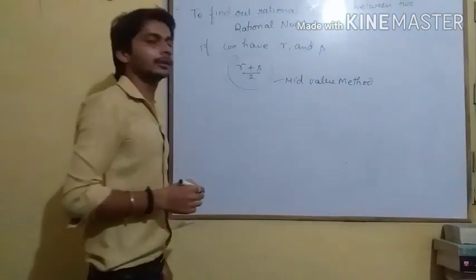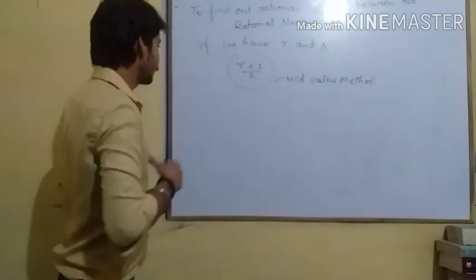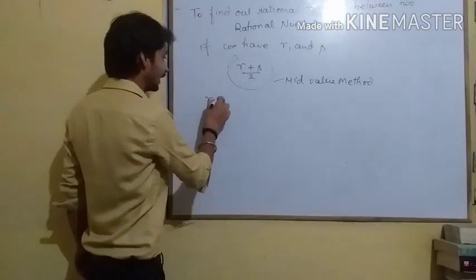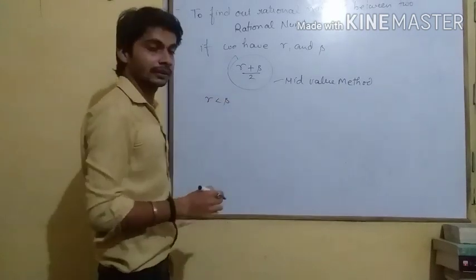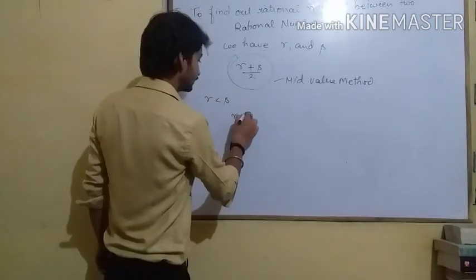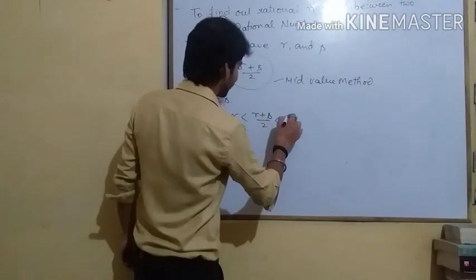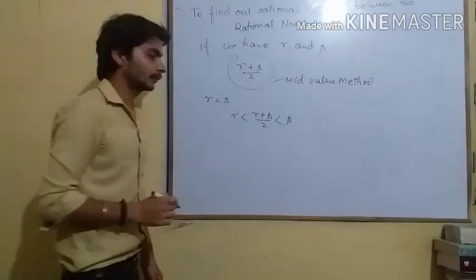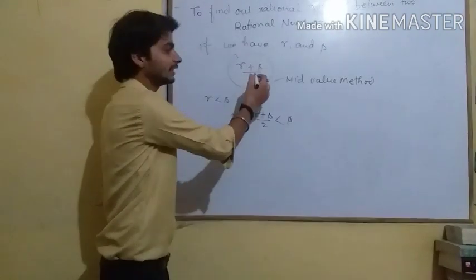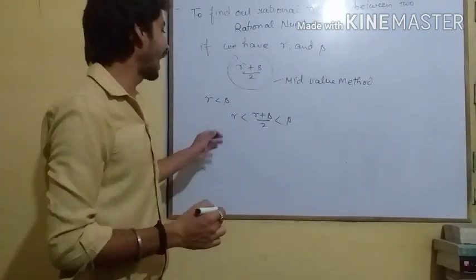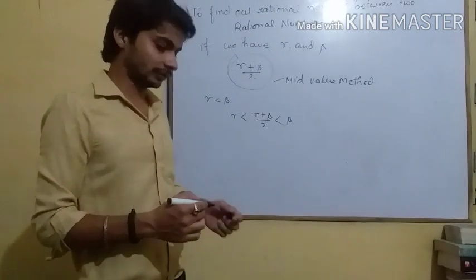The mid value method. If R is less than S, then R is less than (R plus S) divided by 2, which is less than S, and (R plus S) divided by 2 is the middle value of R and S, which are the rational numbers.